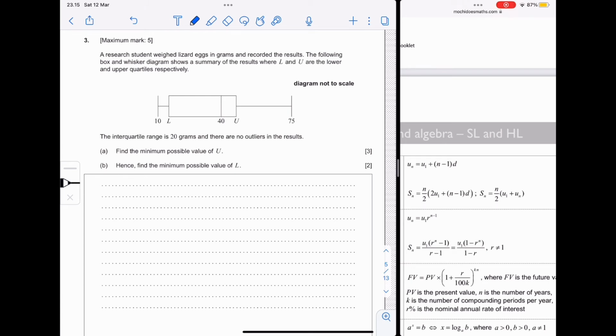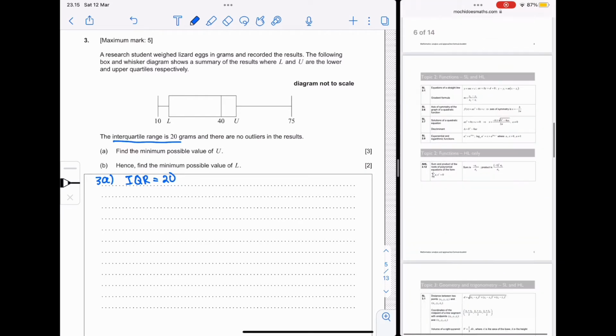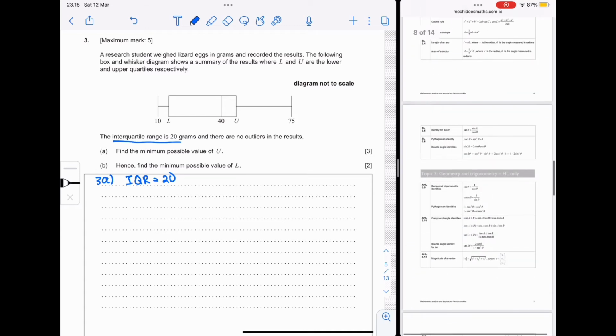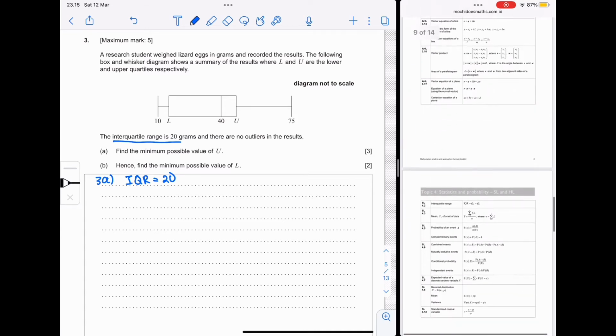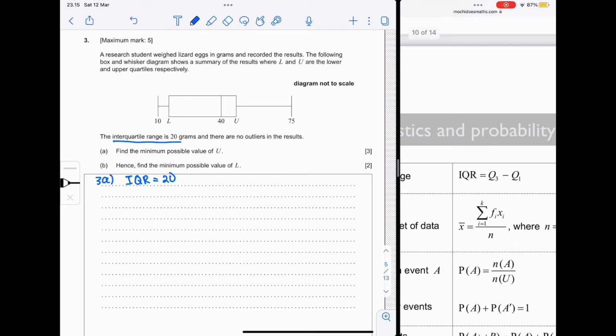Read the questions, pause it if you need it. 3A. The IQR is 20. They also provide it here. Let me find it. IQR. There it is. IQR means Q3 minus Q1. Q3 is the upper quartile. Q1 is the lower quartile. Which one is which, you have to know.